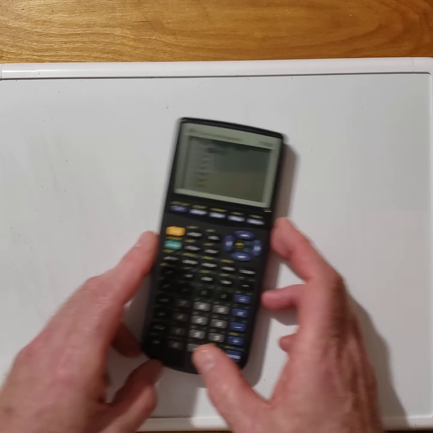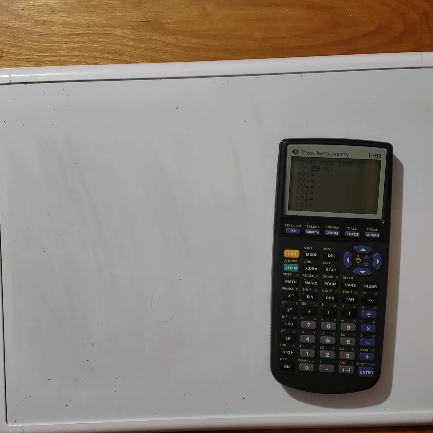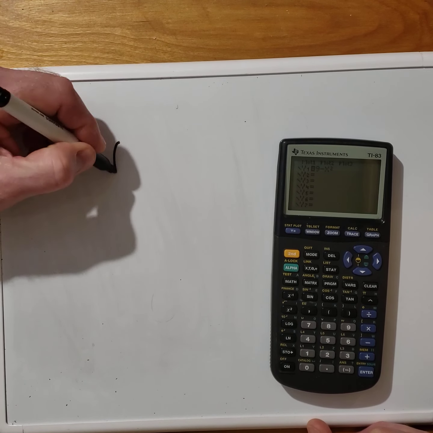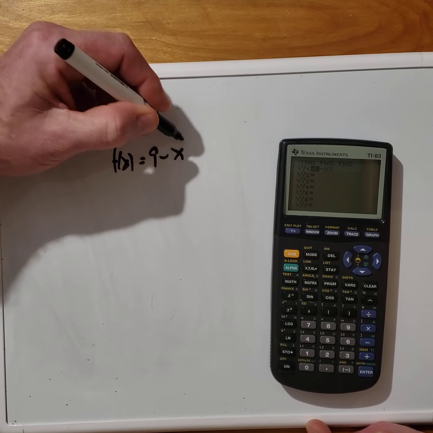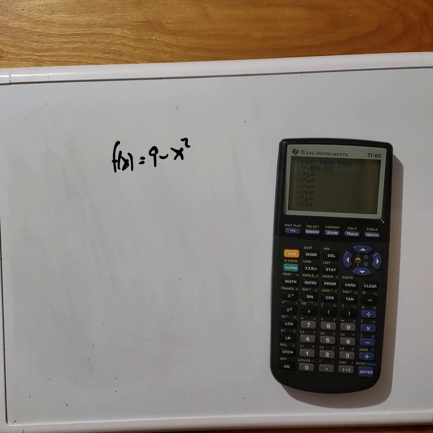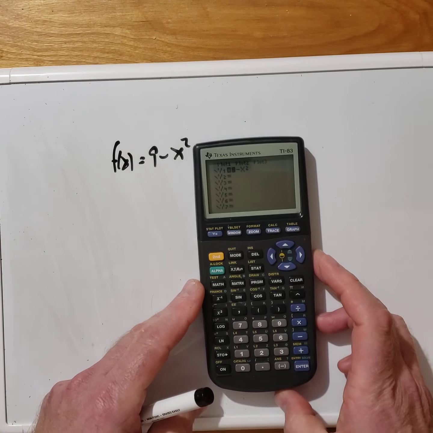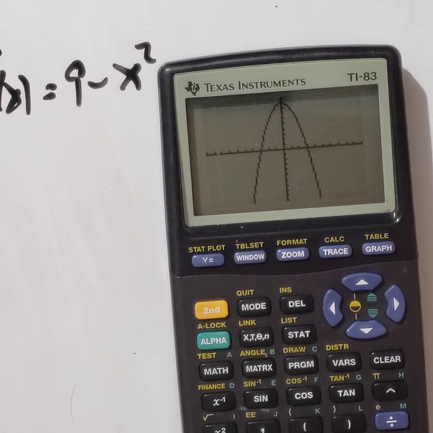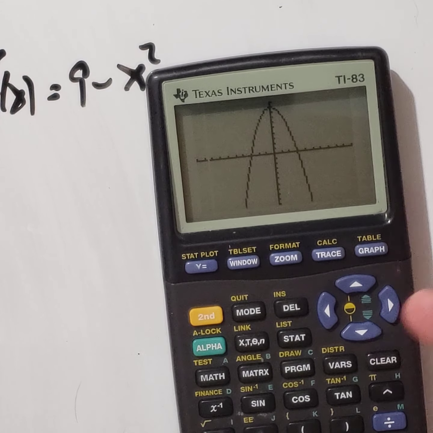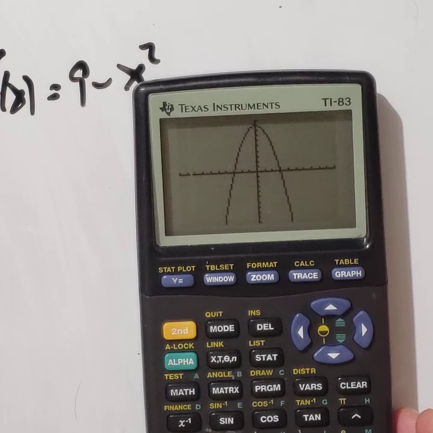So let's do some examples right out of the book here. Suppose we have f of x equals 9 minus x squared, and we want to know if that's a one-to-one function or not. Go ahead and put it in the calculator under y equals, hit graph, and we can easily see, I can get in there closer, yeah, we can easily see that that fails the horizontal line test, so it is not going to be a one-to-one function.